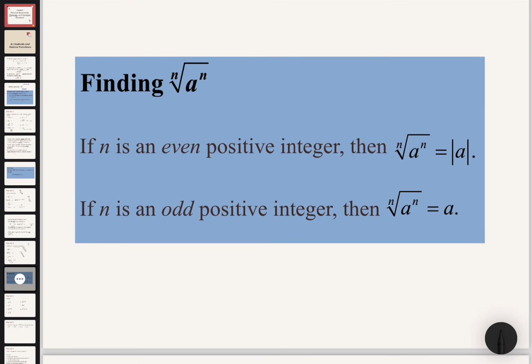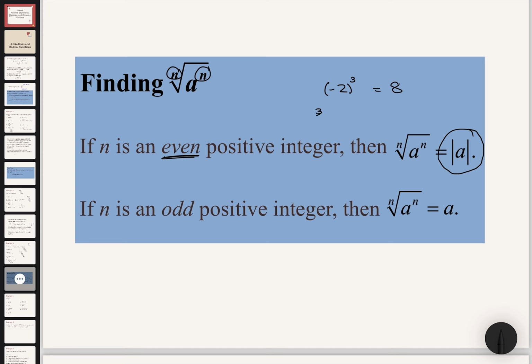If you have the nth root of something raised to the n power, you can think of those two things undoing each other, right? Raising something to an exponent and taking a root of something are basically inverse operations. So if they're the same number, they're undoing each other. If it is an even positive integer, then you're always going to have the absolute value of this. So think about it like this. If I have negative 2 to the third power, what would that be? That would be -8, okay?